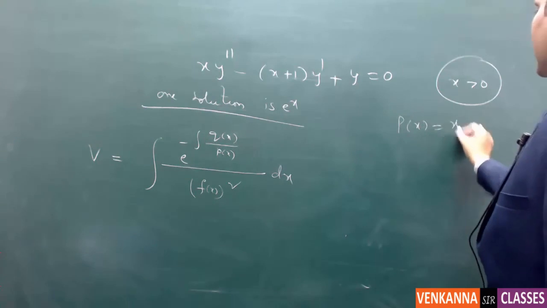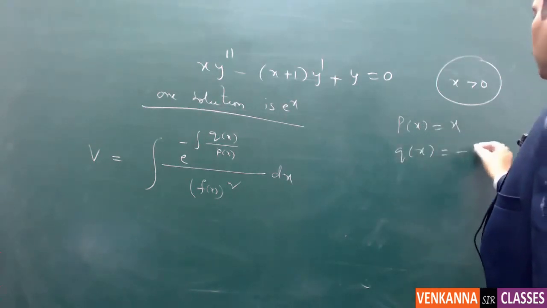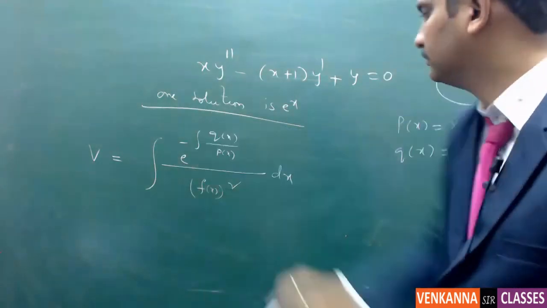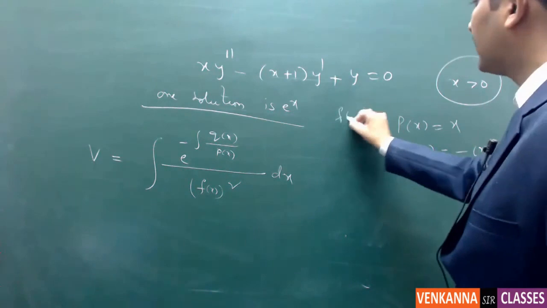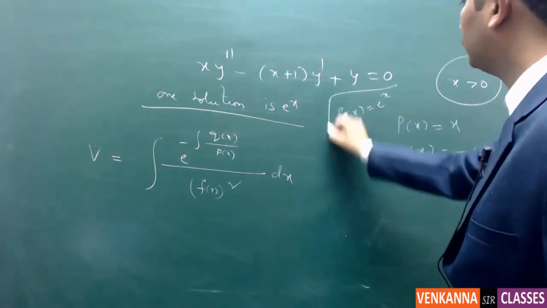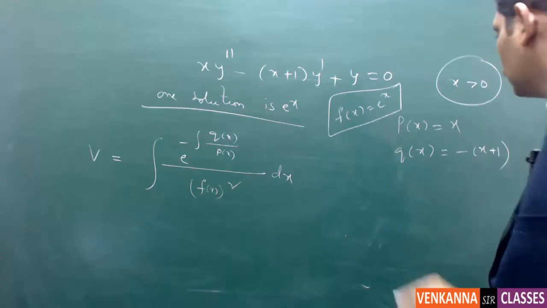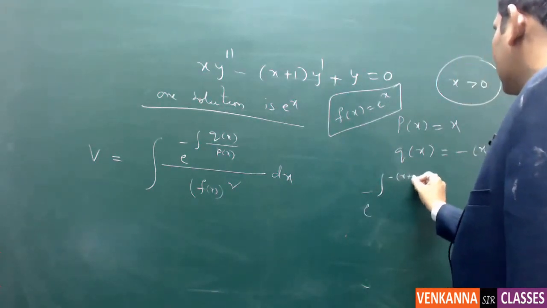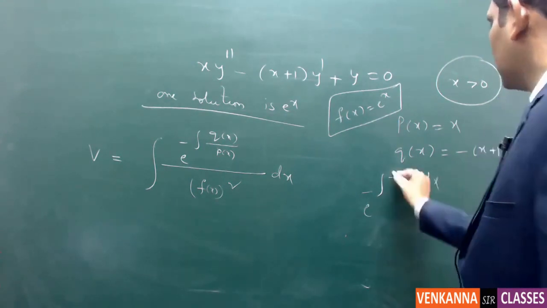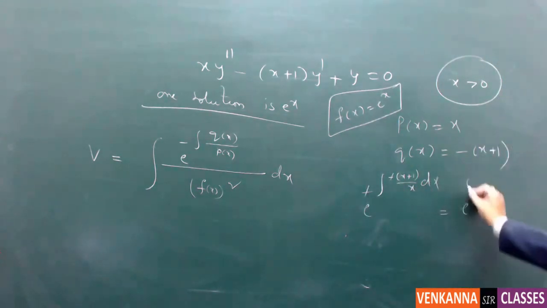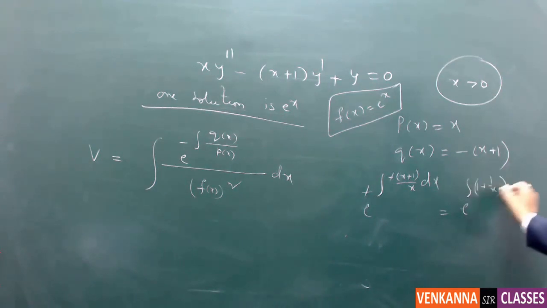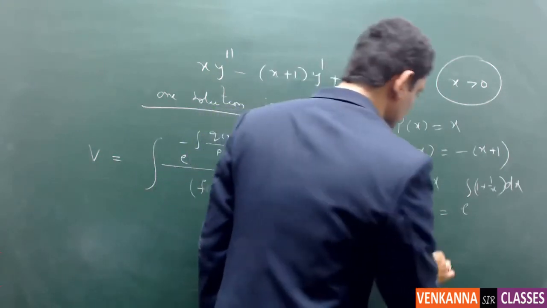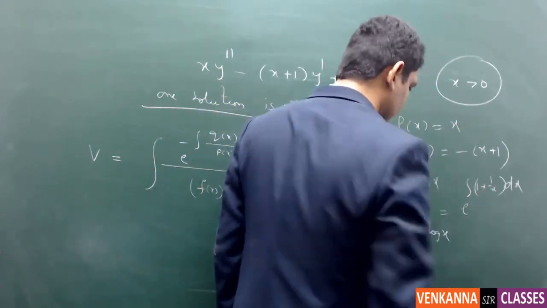p of x is equal to x, q of x is equal to minus half x plus 1. So first we evaluate this value separately, and f of x is equal to e power x, which is given in the problem. So e power minus integral of minus of x plus 1 by x dx, minus gets cancelled. E power integral of 1 plus 1 by x dx is there. So e power x into e power log x.